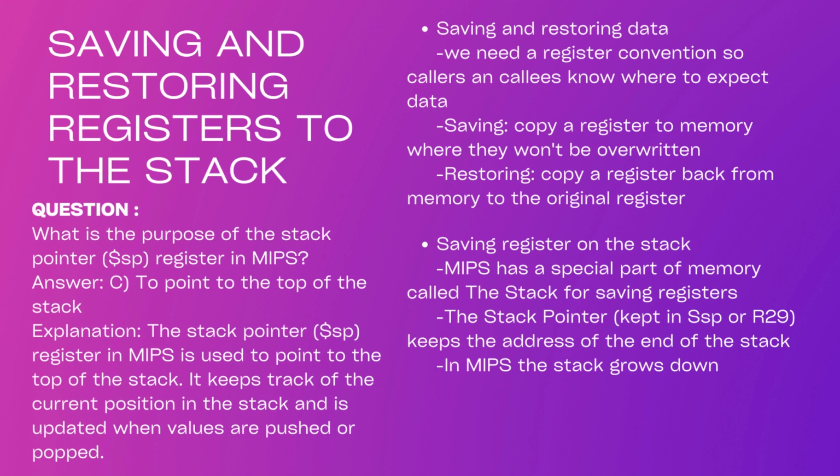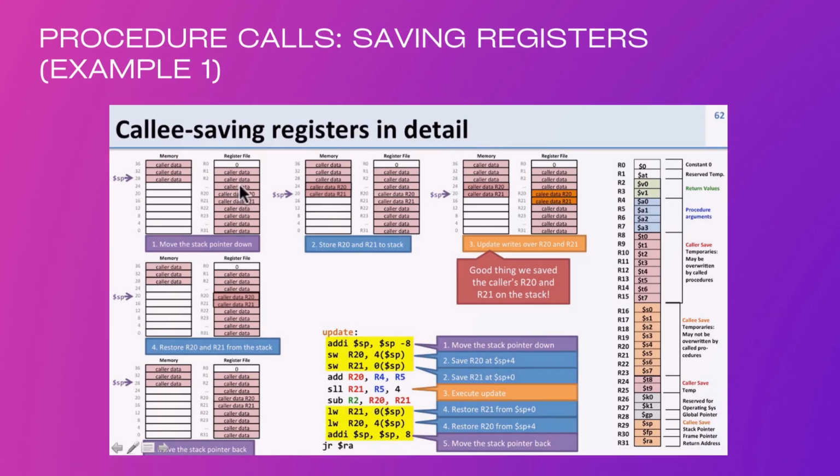So the question is, what is the purpose of the stack pointer register in MIPS? The answer is to point to the top of the stack. Explanation: the stack pointer register in MIPS is used to point to the top of the stack. It keeps track of the current position in the stack and is updated when values are pushed or popped.